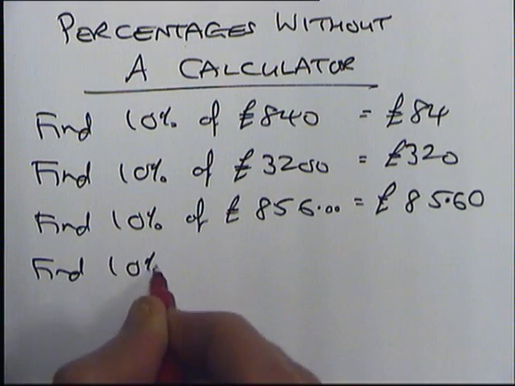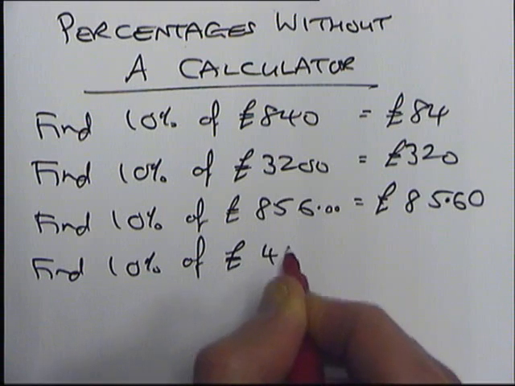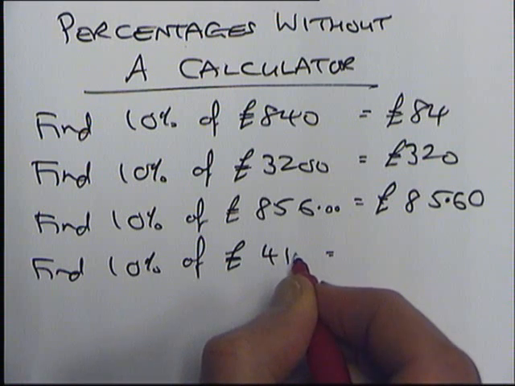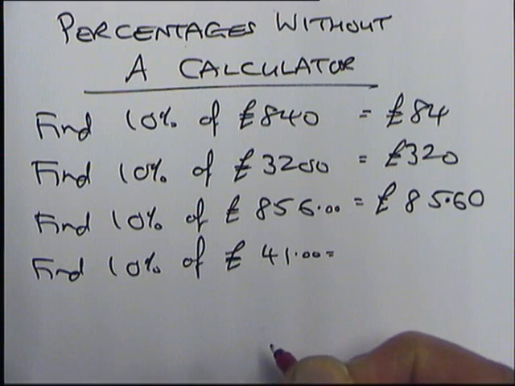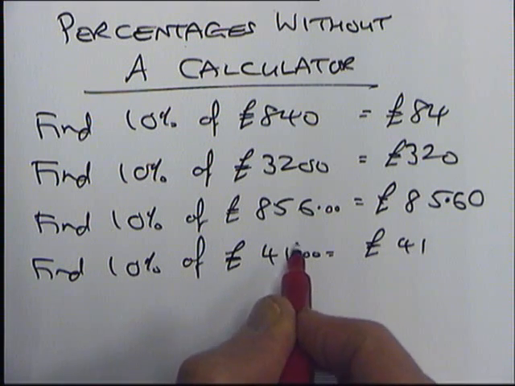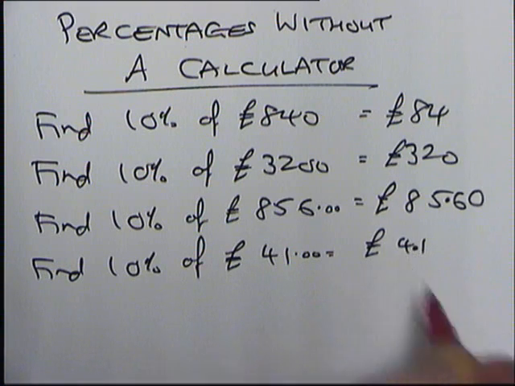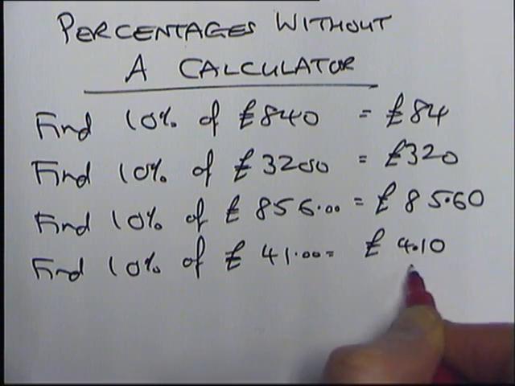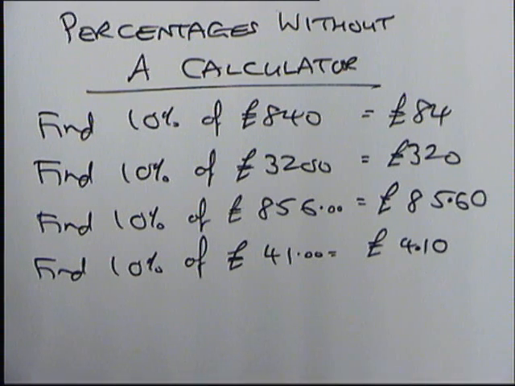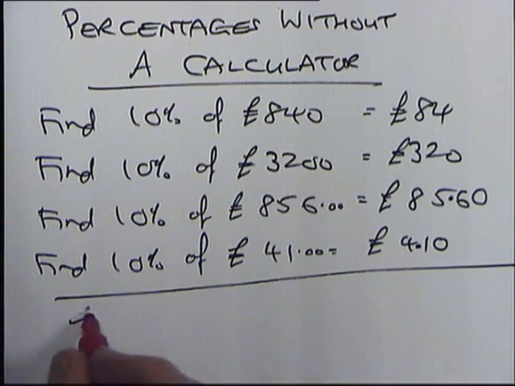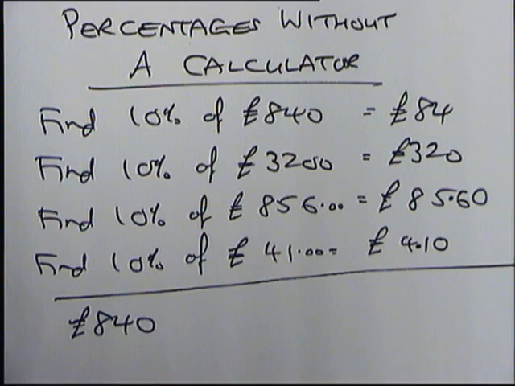So if I do another one, if I find 10% of £41, at the moment that £41 could be thought of as £41 and no p. If I put .00 in there, I will keep my 4 and my 1, but I will make it smaller. So that decimal point will jump in to between the 4 and the 1. So it's £4 something. Because it's pounds and pence and I need two things after the decimal point, I need to put a naught there to make it two things after the decimal point. So that's £4.10.